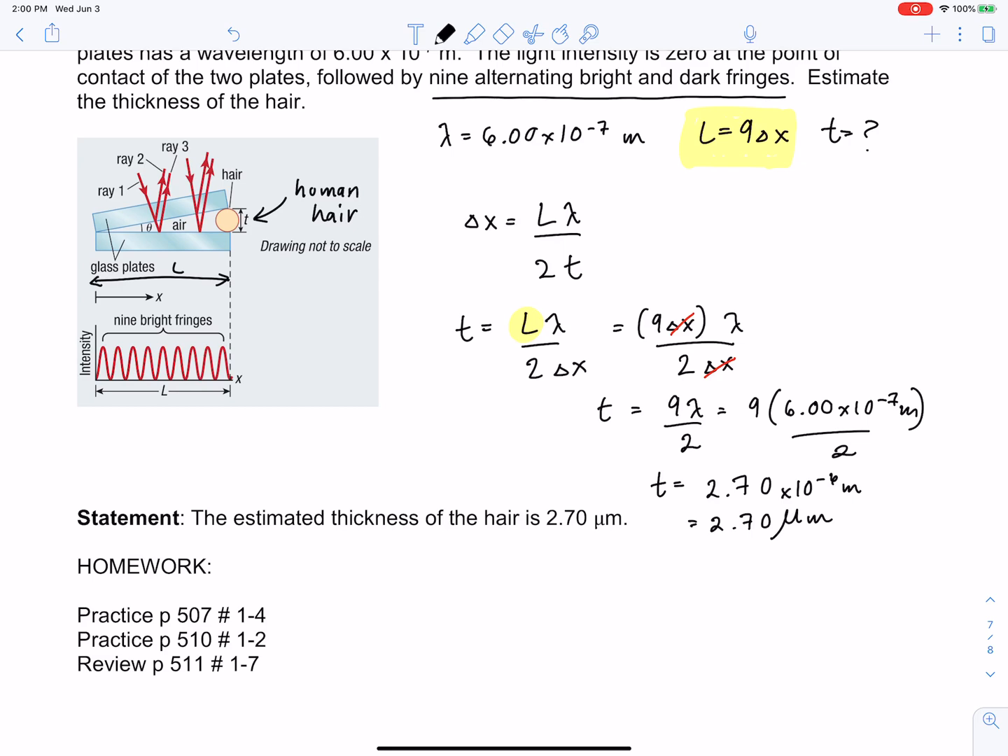Okay, I want you to try practice problems on page 507 and 510, as well as review questions on page 511. Good luck.